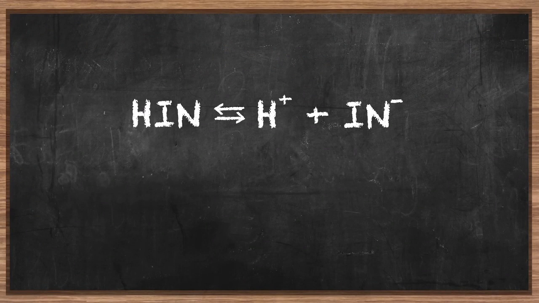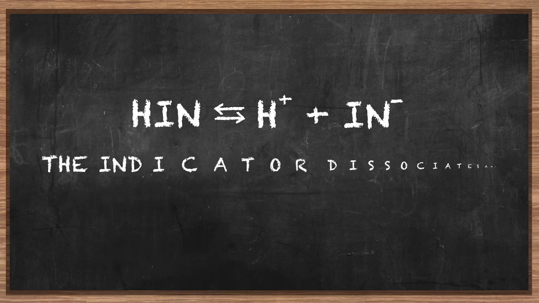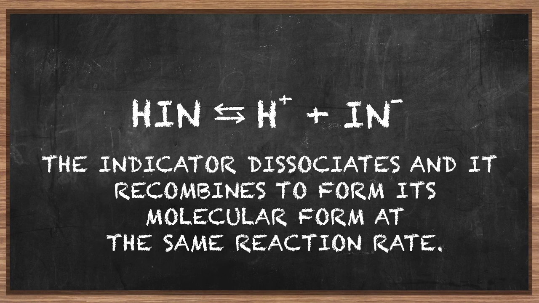Let's represent the indicator as HIN, where H+ is the proton that it can donate, and In- as its anion. HIN dissociates in water to produce the proton and its anion. These reactions are in equilibrium. The indicator dissociates and it recombines to form its molecular form at the same rate.